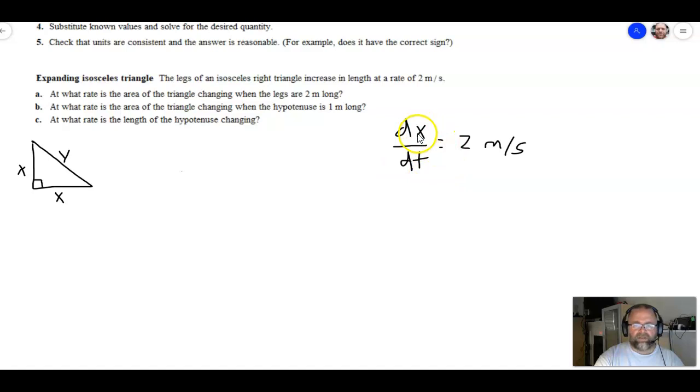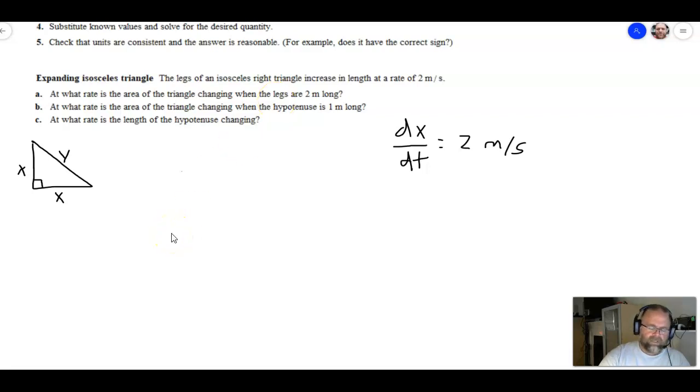All right, so I'm going to leave the rate of change of the leg of the right isosceles triangle because they give that to me in the beginning here. And so for the next one, it says, at what rate is the area of the triangle changing when the hypotenuse is equal to 1 meter long?